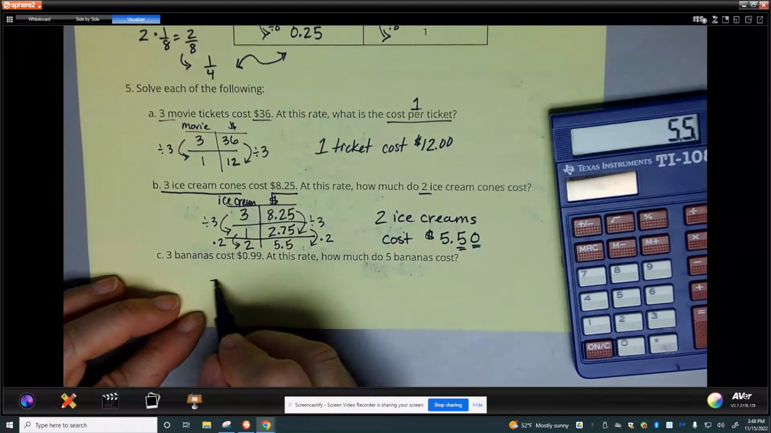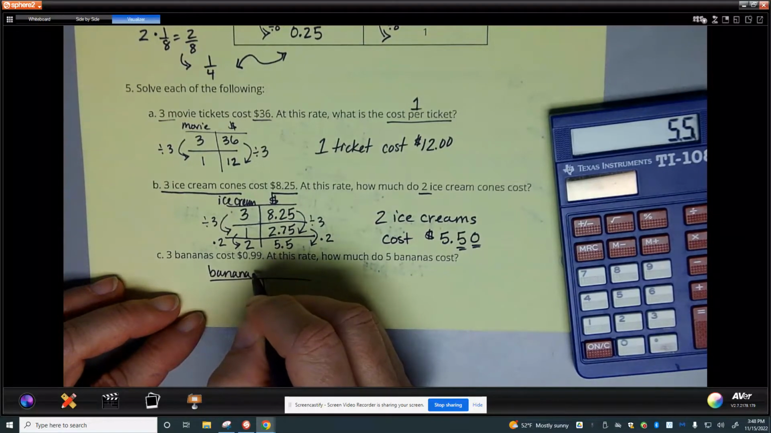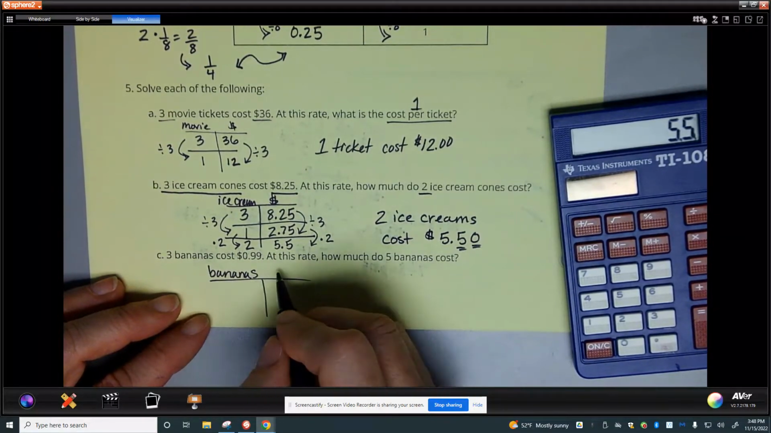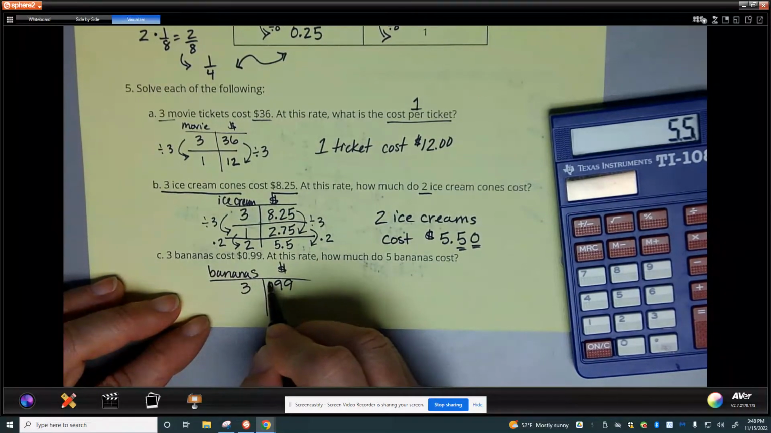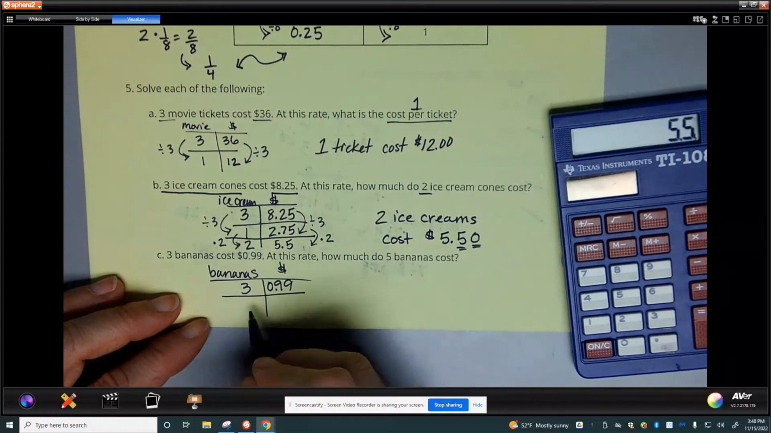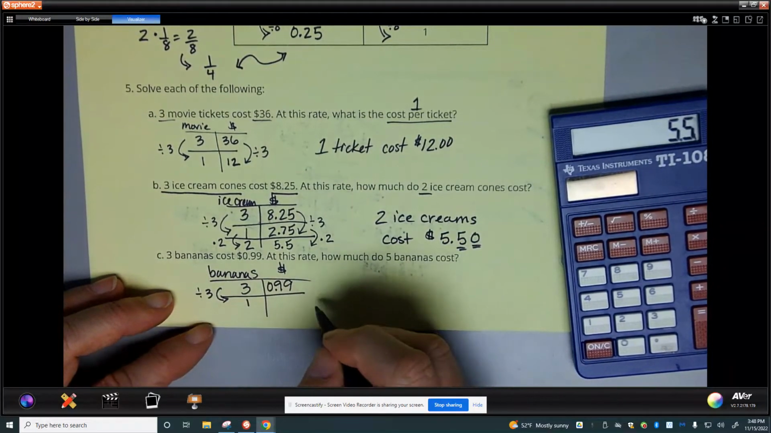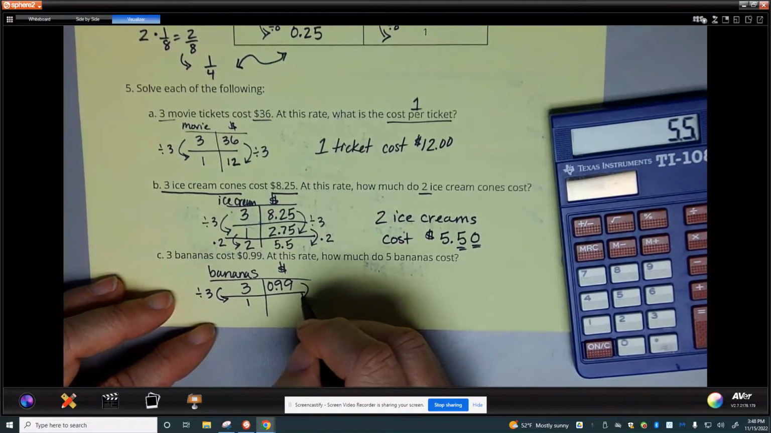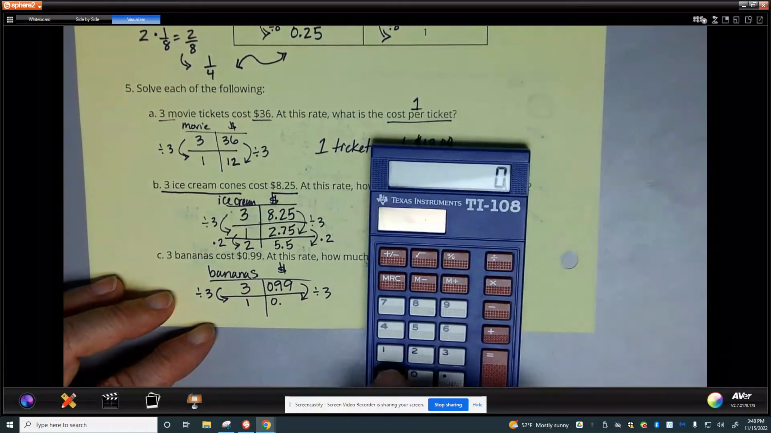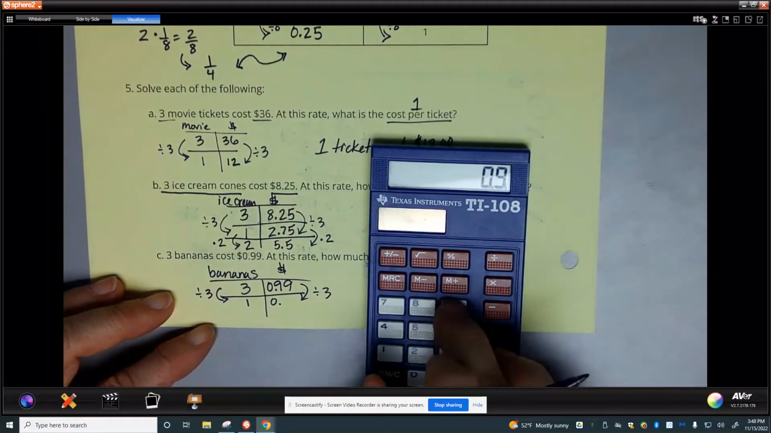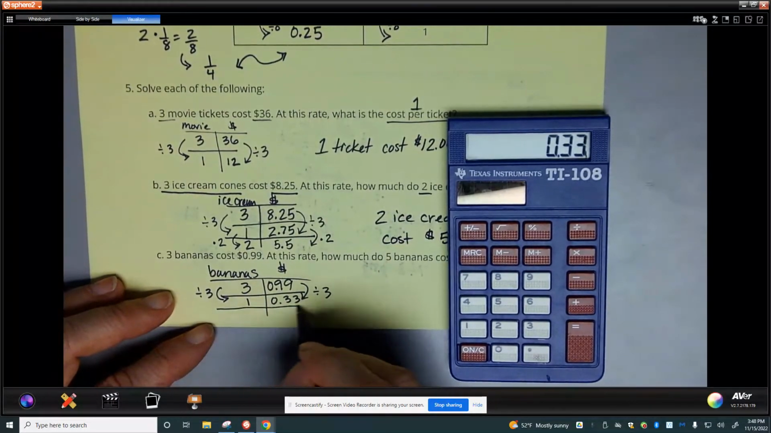And the last one, bananas. Bananas, good, and money. 3 bananas for 99 cents. Let's find the price of 1 banana first. We're dividing by 3. So 0. I actually know that one, but I will do it on the calculator. 0.99 divided by 3 is 33 cents.